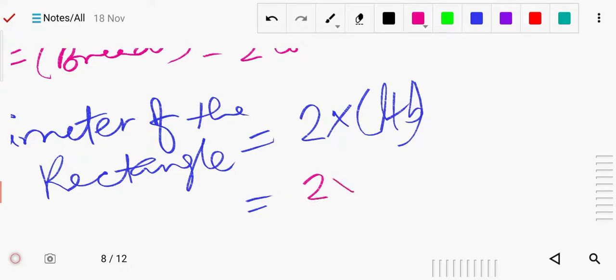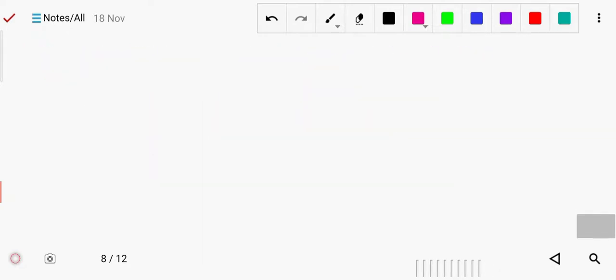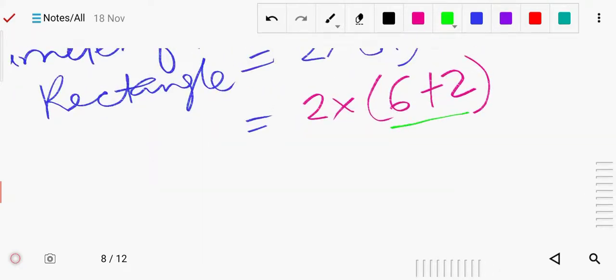So 2 into, what is the value of L? It is given 6, and what is the value of B is given 2. Right, like this. Now first of all you have to work the value inside the bracket that you have to follow, means according to the rule of BODMAS you have to follow it. Okay, so first whatever is inside the bracket we will solve.